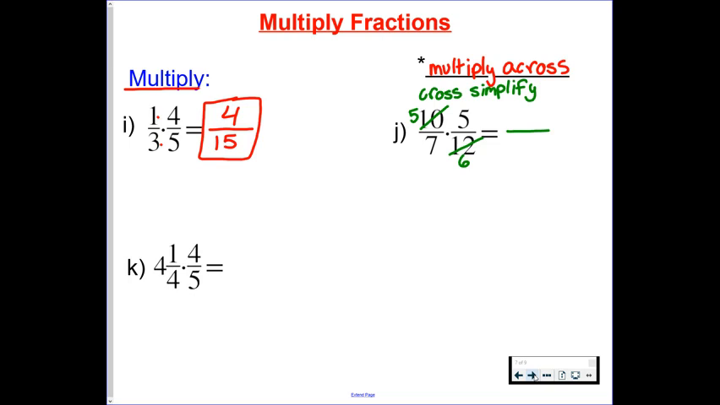Now that I've simplified, I'm going to multiply. 5 times 5 is 25, so 25 is on the top. 7 times 6 is 42. This does not reduce. So 25 over 42 is our fraction.